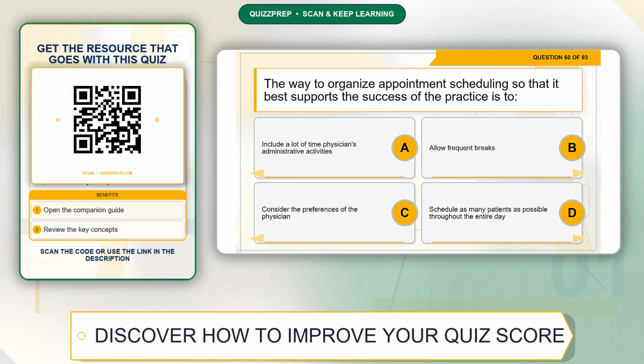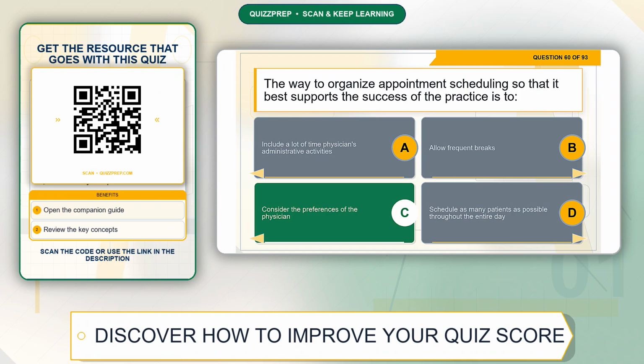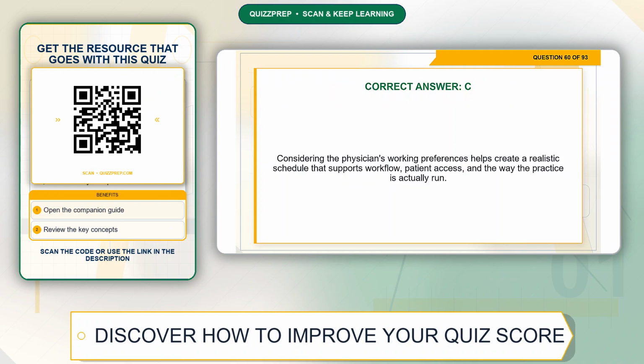Question 60. The way to organize appointment scheduling so that it best supports the success of the practice is to: Option A, include a lot of time for the physician's administrative activities. Option B, allow frequent breaks. Option C, consider the preferences of the physician. Option D, schedule as many patients as possible throughout the entire day. The correct answer is option C, consider the preferences of the physician. Explanation. Considering the physician's working preferences helps create a realistic schedule that supports workflow, patient access, and the way the practice is actually run.